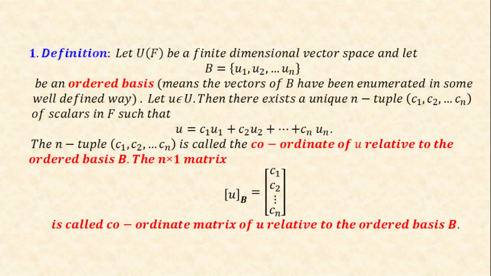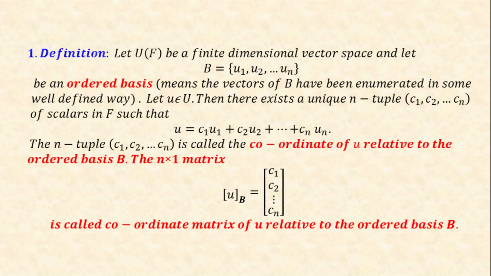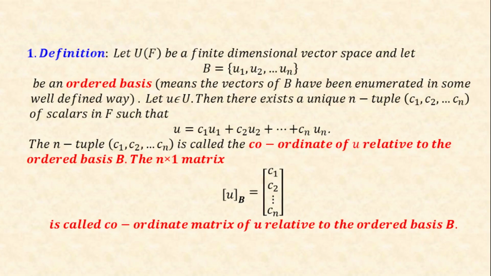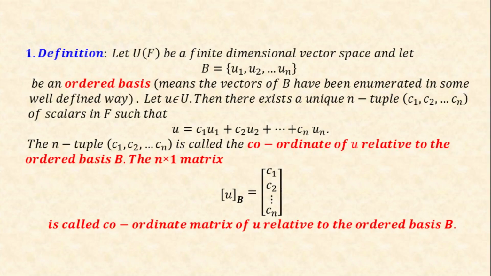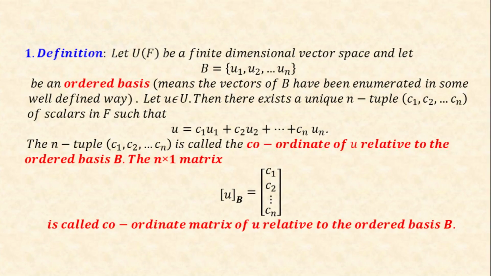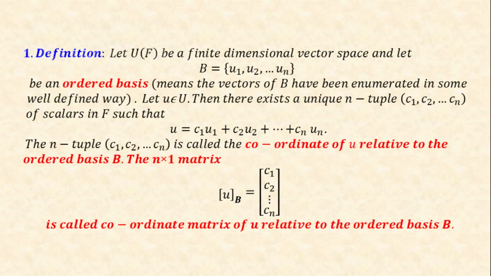Then there exists a unique n-tuple of scalars in F such that u can be written as a linear combination of vectors in B. The n-tuple is called the coordinate of u relative to the ordered basis B. The n by 1 matrix is called the coordinate matrix of u relative to the ordered basis B.